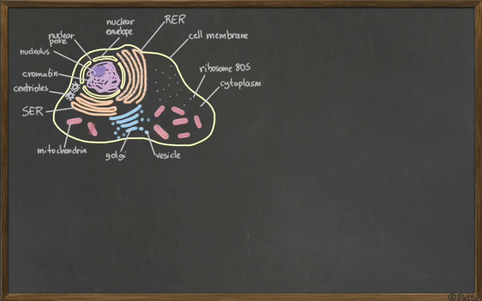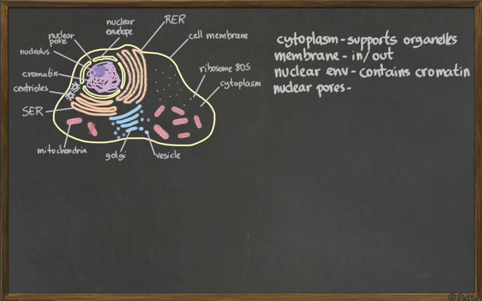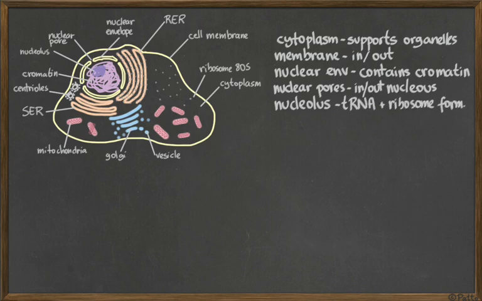So to talk about the functions, let's take a look here. Function of the cytoplasm is the same as before. It supports the organelles and you have the chemical reactions happening in there. Okay, the membrane is the same as in prokaryotes, controls the in and out of the cell. The nuclear envelope contains the chromatin, the DNA and the proteins associated with the DNA. Nuclear pores are the in and out of the nucleus. Okay, nucleolus is a tRNA and ribosomes factory, so it's where the cells form ribosomes and tRNA. The chromatin itself is DNA plus proteins, more details on that later.